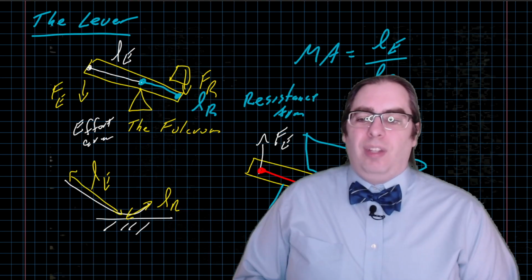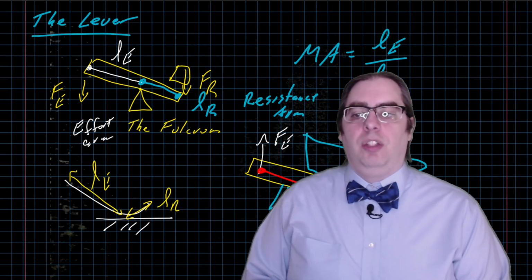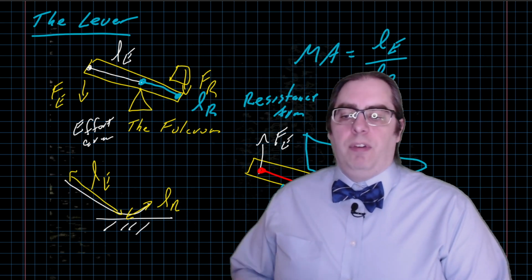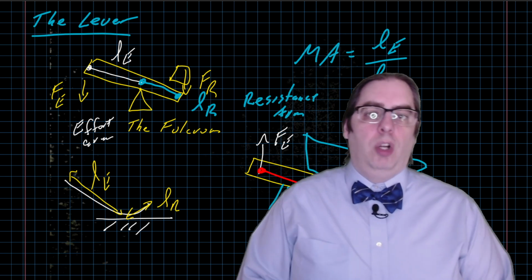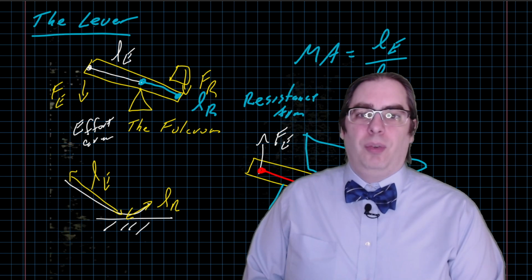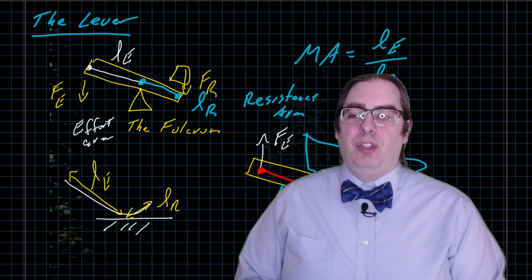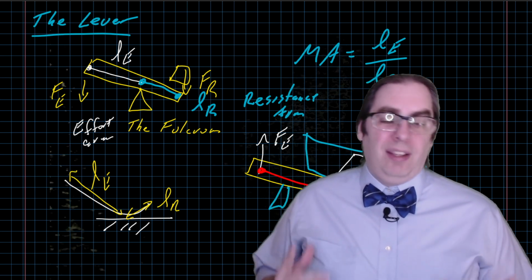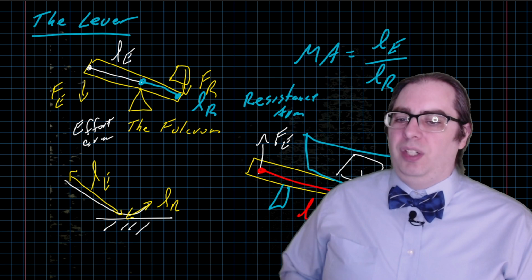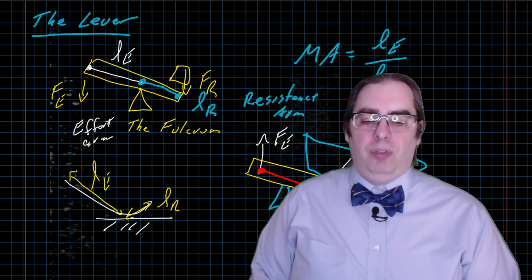You may see some sources refer to the different configurations, the different orientations of the effort, the resistance, and the fulcrum on a lever as class 1, class 2, and class 3. I'm not that worried about the vocabulary there. I just want you to understand the essence of the mechanical advantage. Just take the ratio of the distance across each of them. That gives you your mechanical advantage.